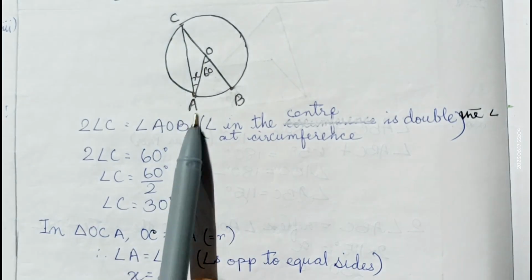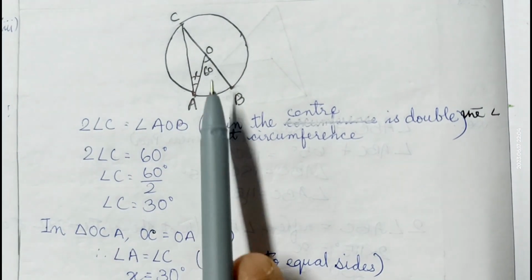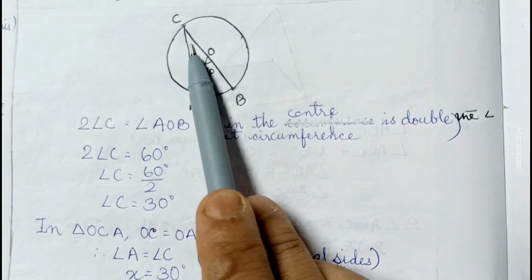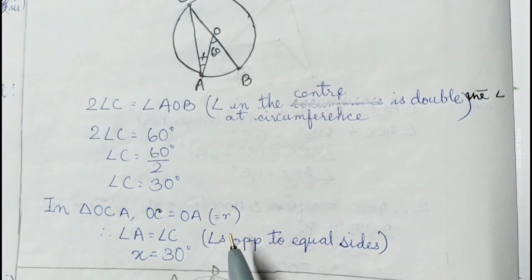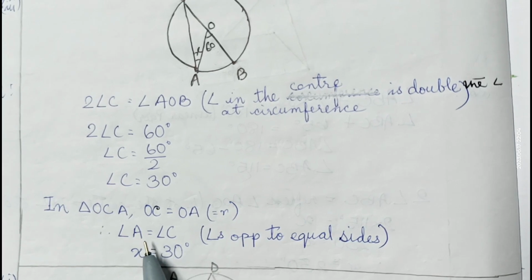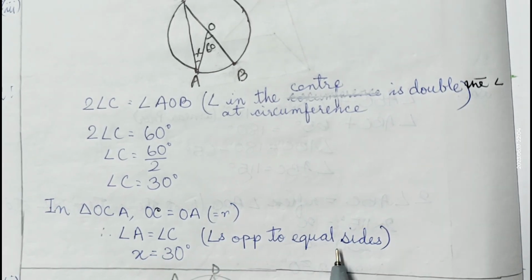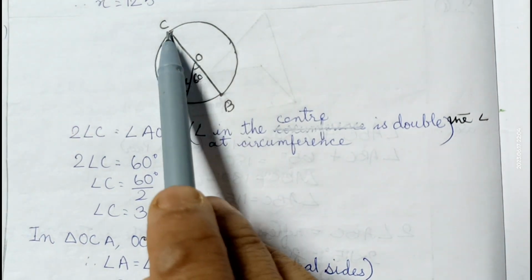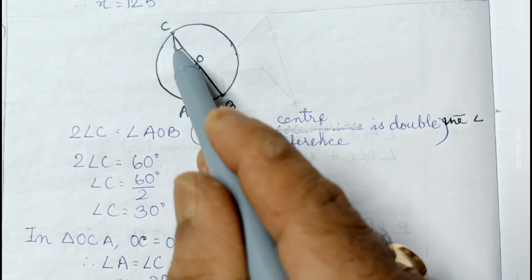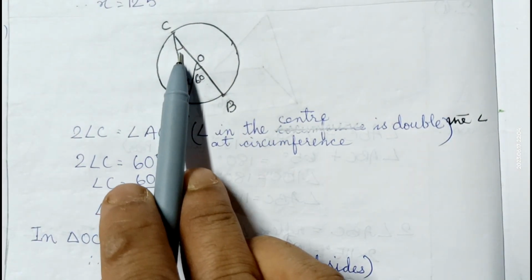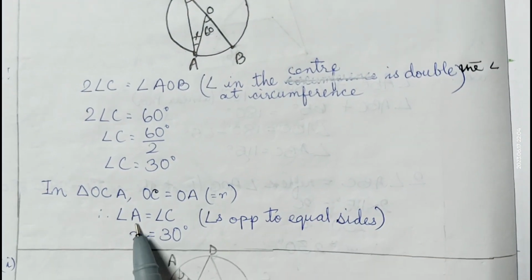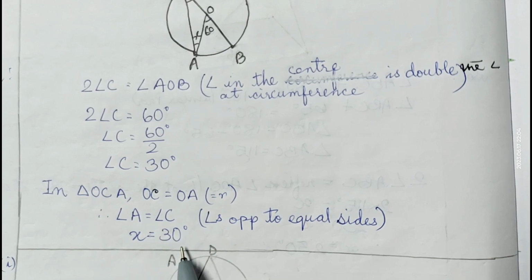Now, OC equals OA, because both of them are radii of the same circle, and since these two sides are equal, their opposite angles also will be equal. Since this is 30, x also will be 30. So we can write since OC equals OA, as both are radii of the same circle, therefore angle A equals angle C, because angles are opposite to equal sides. Here OA and OC are equal, that means angle A and angle C, these two angles will be equal. Since we got angle C equals 30 degrees, that means x also will be 30 degrees. So, angle A equals angle C, therefore x equals 30 degrees.